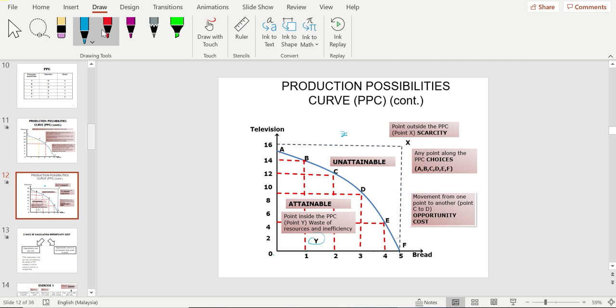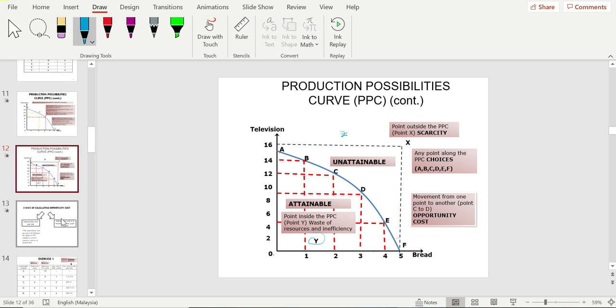It's inefficient lah, like I told you macam case Indonesia lah. They have the resources but they are unable to utilize the resources. Okay, so this is how the concept of scarcity, choices and opportunity cost is being illustrated through the PPC. Very simple, as simple as that. Okay, next.